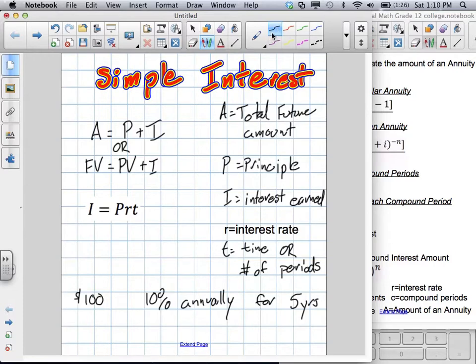Our $100 is going to be which of these? Do you know? P. It's going to be the principal. Our 10% will be what letter? I. Well, remember, I is interest earned, and I'll put in dollars, okay? R is our interest rate, and that's what this is, 10% annually. And our 5 years is our time. So we'll kind of highlight these so that we can make sense of them.